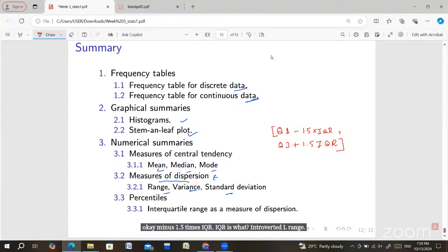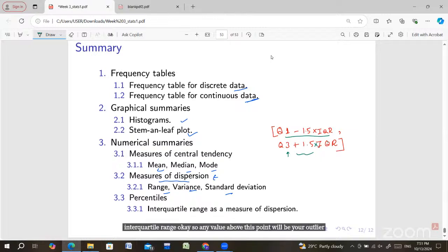Any value or data point which is below this value will be an outlier. Next we calculate the upper limit, which is Q3, the upper quartile, plus 1.5 times IQR, the interquartile range. Any value above this point will be your outlier.